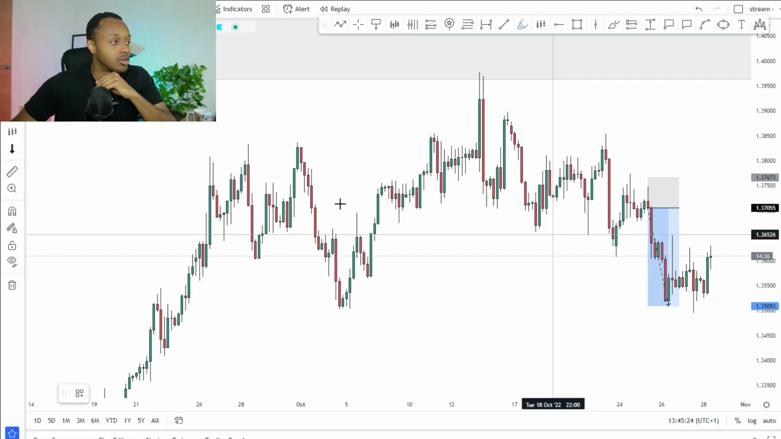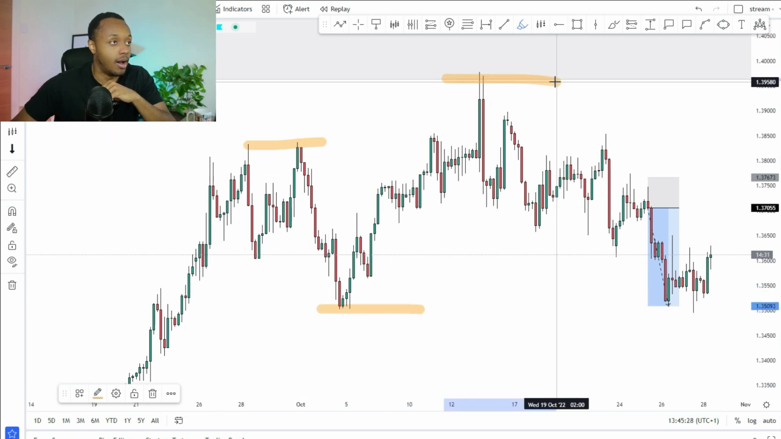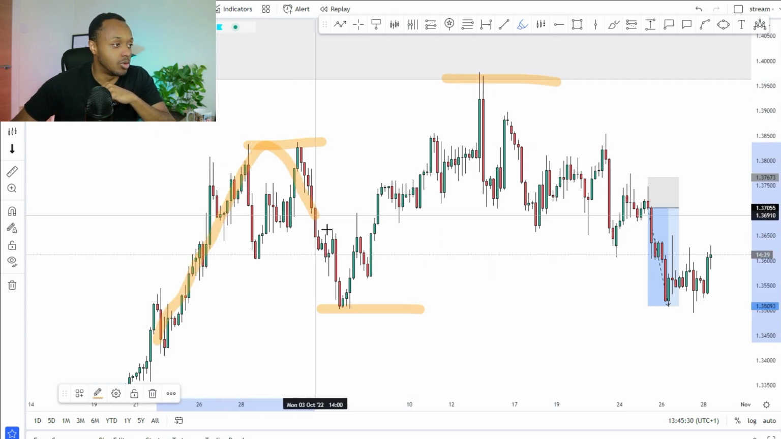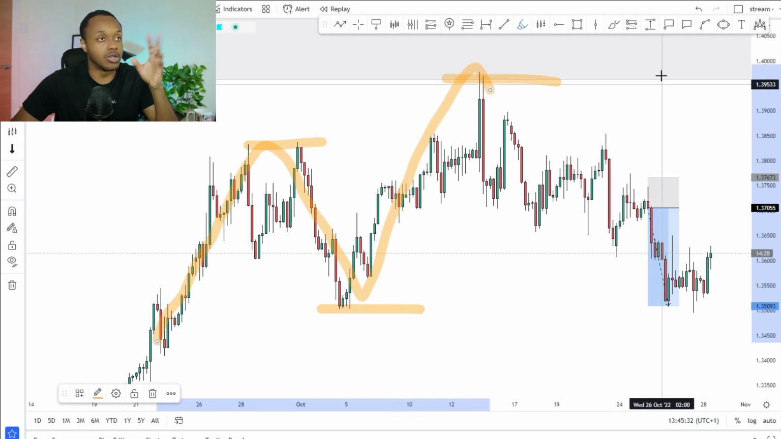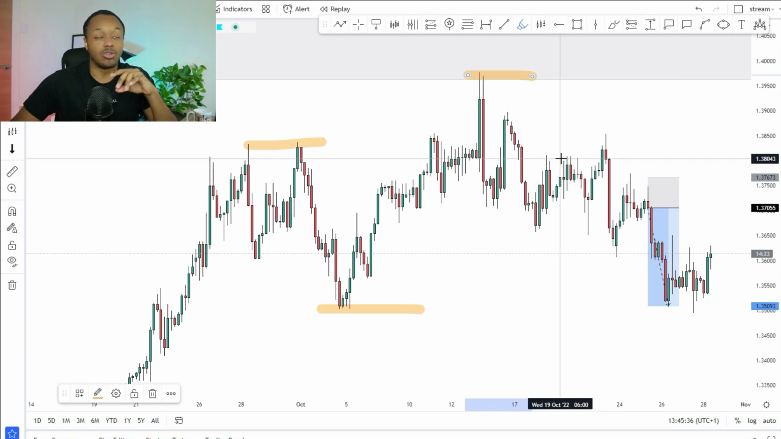So the major structure for USDCAD, we've got the high over there, we've got the higher low, then we've got the new higher high. So the market for me is still in a bullish market, hence why I'm still bullish on USDCAD, but I was looking to take a counter trend move with the minor structure being bearish.